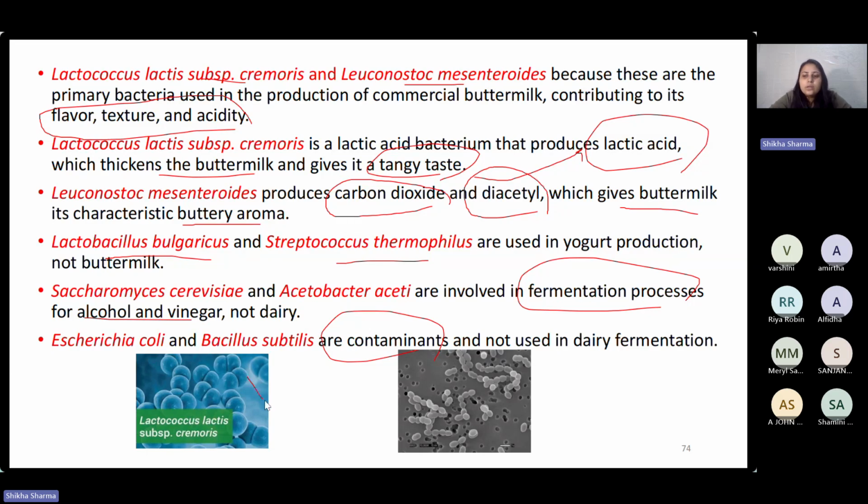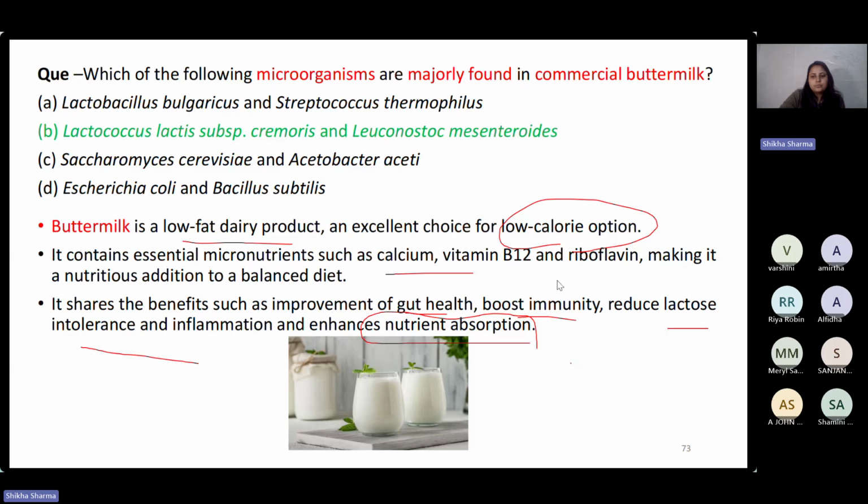So this is Lactococcus lactis cremoris, and this is Leuconostoc mesenteroides. So here, Lactococcus lactis subspecies cremoris and Leuconostoc mesenteroides are the correct answer, which are found in the milk as probiotics.